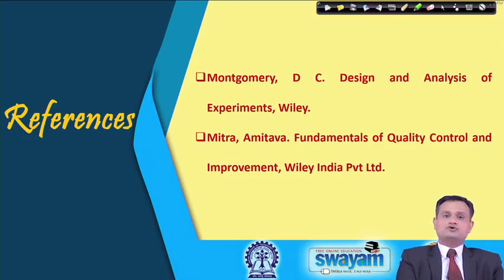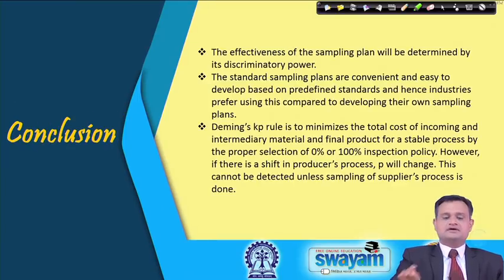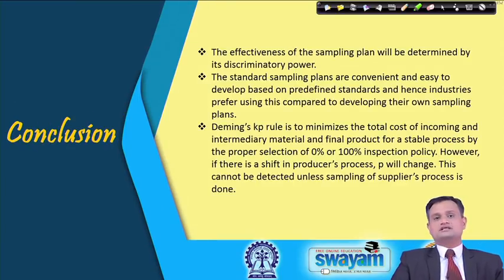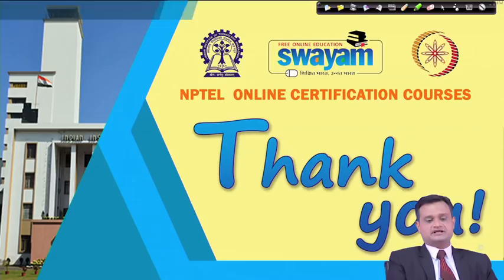I have used mainly Mitra for this. You can also refer to Montgomery, and we have to design a plan which can take care of the stipulated producer's and consumer's risk, and which can offer an appropriate discriminatory power for the given criticality of my quality characteristic.